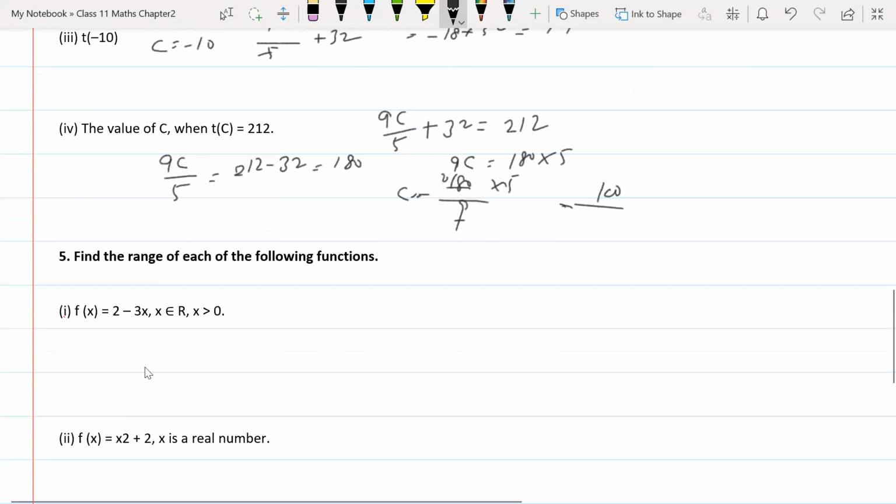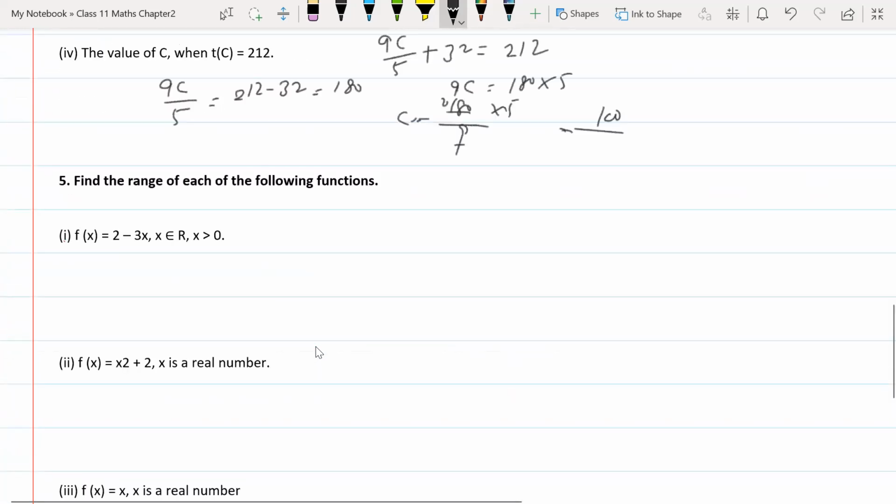Now the last questions of exercise 2.3. Find the range of each of the following functions. Here the function given is f(x) = 2 minus 3x, x belongs to R, x is greater than 0. It means it's a real number that is greater than 0. So how can the value of f(x) be written, or how can the range be found out?